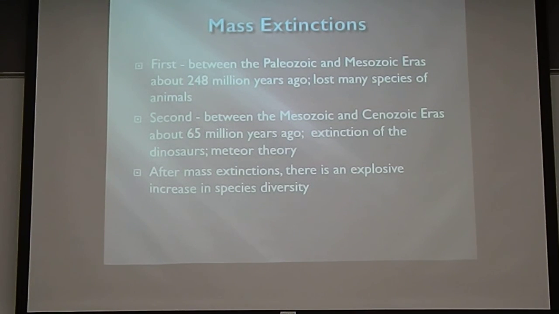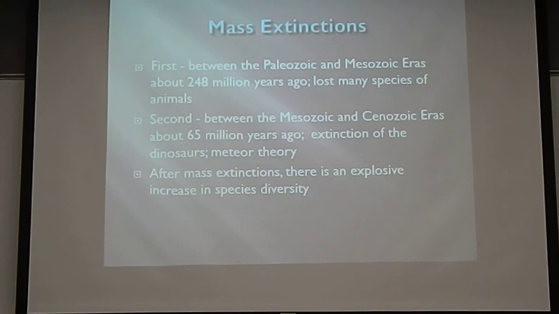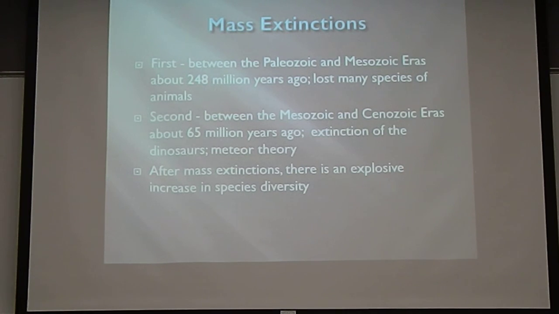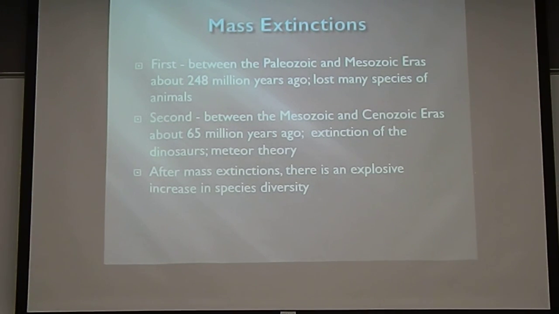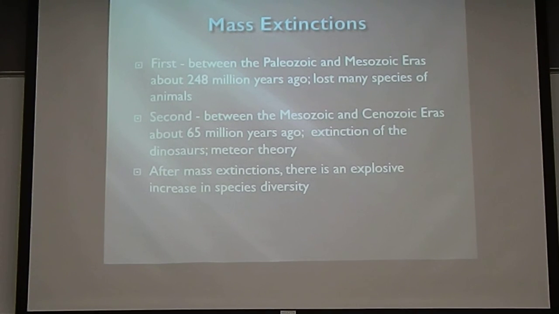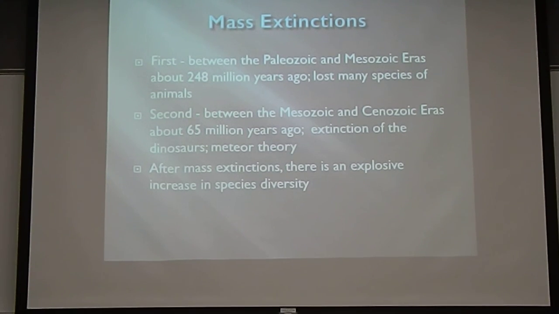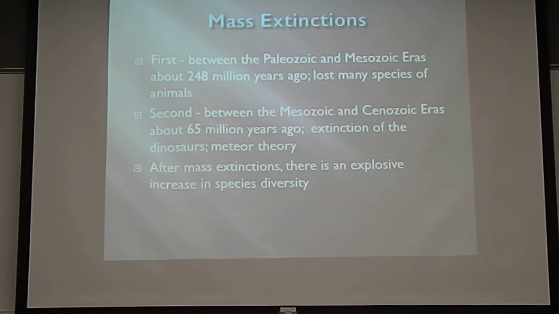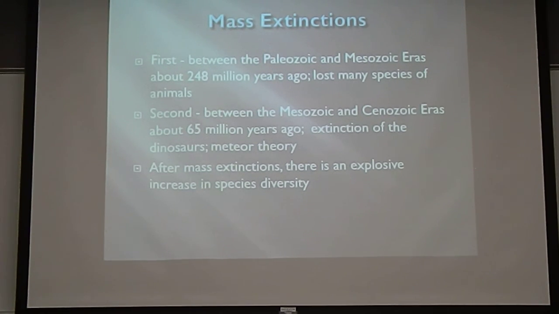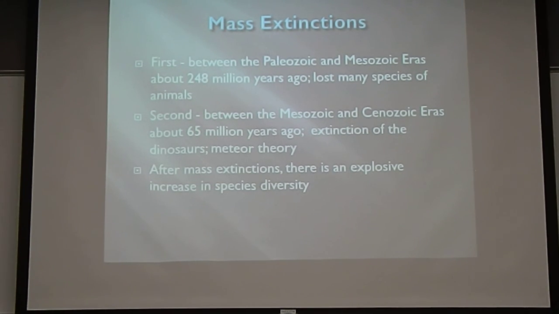With the reduction of plant life, those herbivores would die, and with the herbivores dying, the carnivores would die. So there is a mineral element called iridium. It's very rare on Earth, but it is very common in meteorites. And in the fossil record, between the Mesozoic era and the Cenozoic era, there is a layer of iridium associated with the rocks in that layer. So that gives credence to this mass extinction theory.